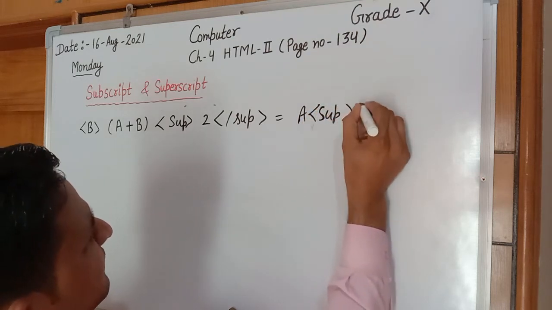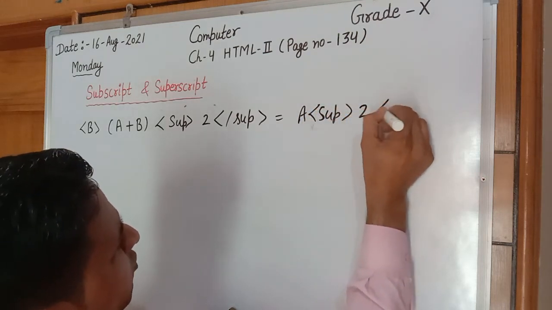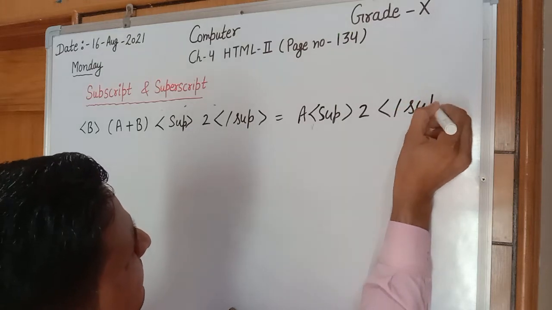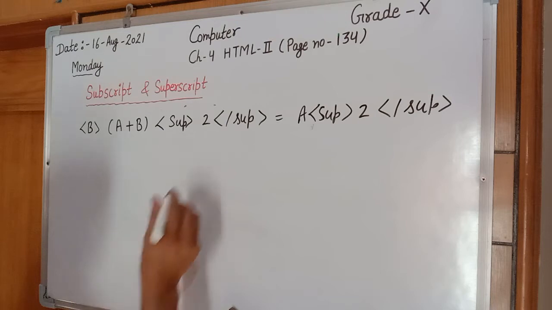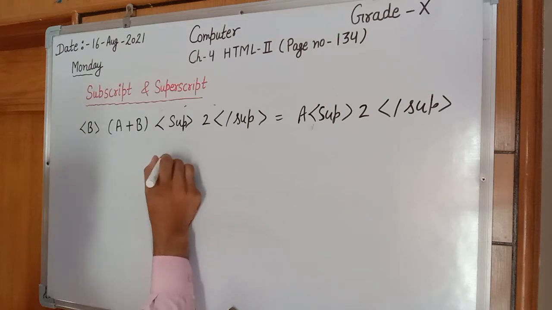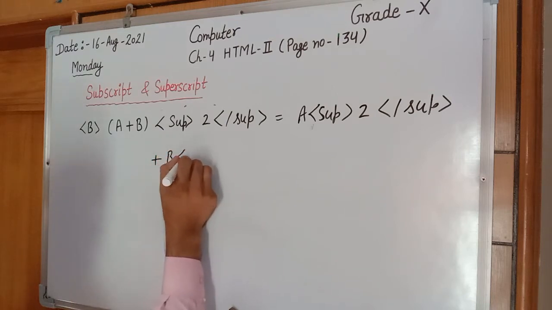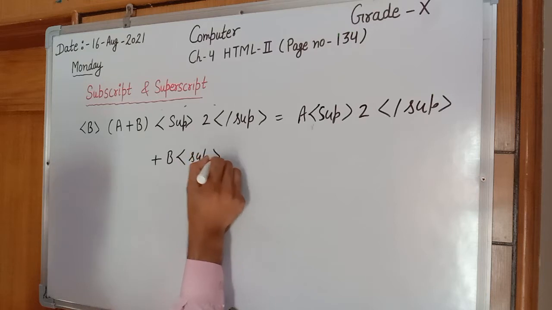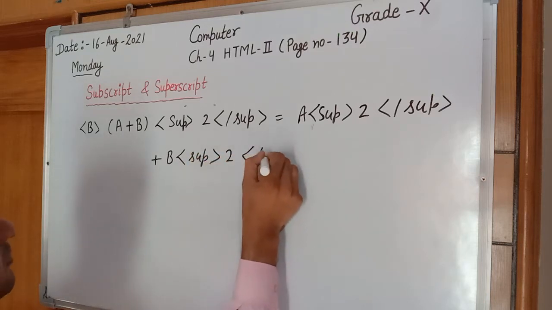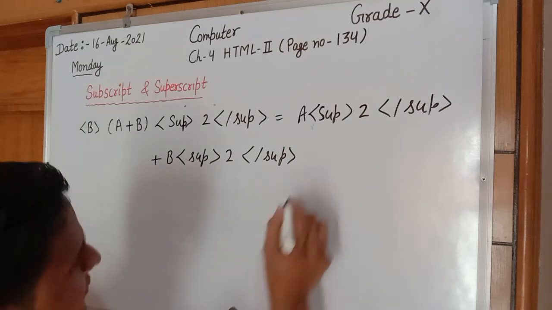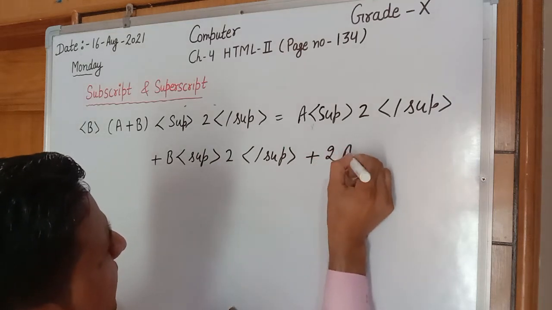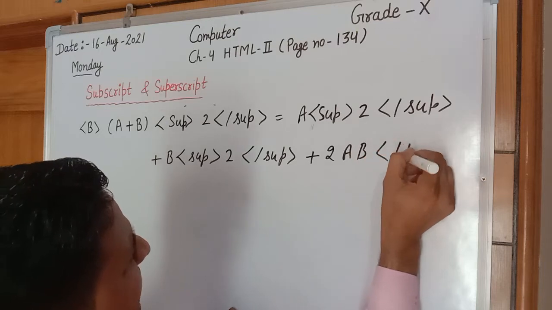A <sup> on which you have written 2. Then they have closed the sup. Then they have written plus B <sup> 2, then sup closed. Afterward they have written plus 2AB. Then the bold tag is closed.